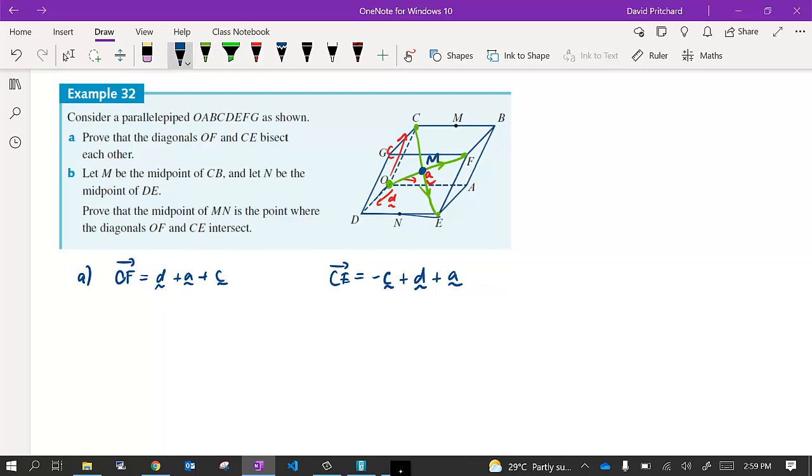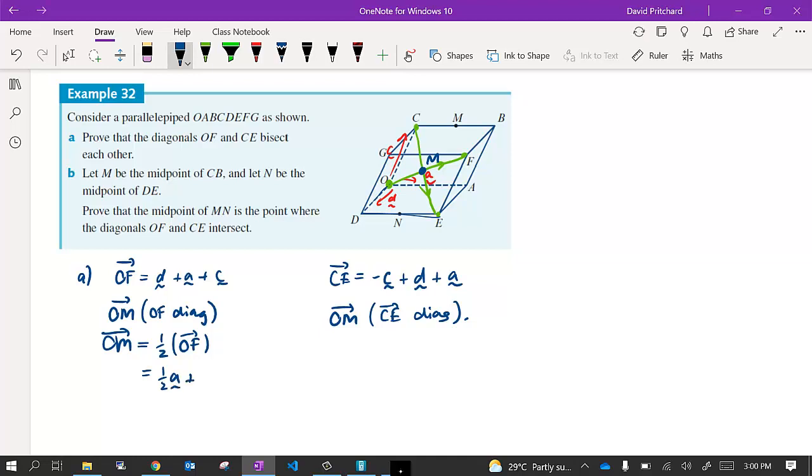And similar to the last example, but much easier, we're going to say that we're looking at OM in terms of this diagonal, and we'll also look at OM in terms of this diagonal. And this will be the C diagonal. Right, so let's say OM is equal to, so if we start at O and we're going to M, then we're saying that it's going to be 1/2 of OF. And so that's a nice easy one. 1/2 of OF is going to be 1/2 of A plus 1/2 of C plus 1/2 of D.